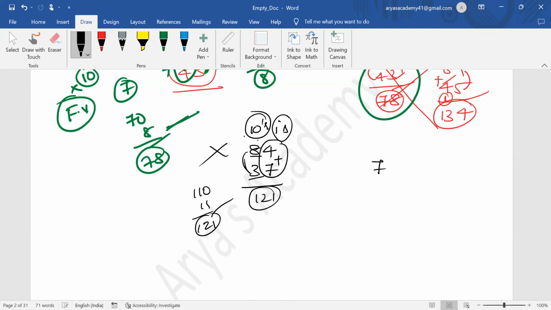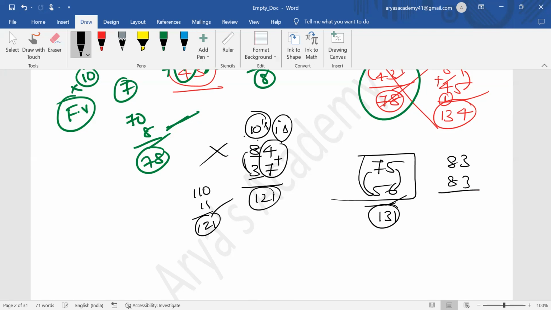Let me take 75 and 56. 7 plus 5, 12. 12 tens are 120. 5 plus 6, 11. 120 plus 11 is 131. So without writing anything, of course, I have written numbers just to give you a visualization. But in the exam hall, suppose you are seeing this value, 83, 83. What do you have to do? 8 plus 8, 16. 160, 6 plus 3, 9. 169. Simple, and the answer is very good. That is how simple it is to add two numbers, irrespective of the number of digits.